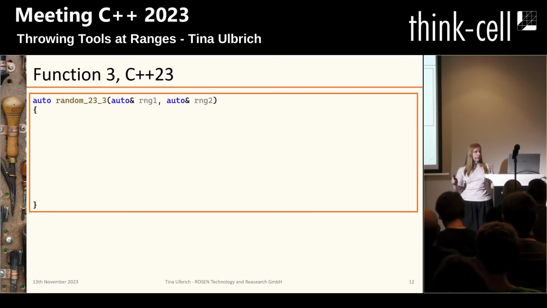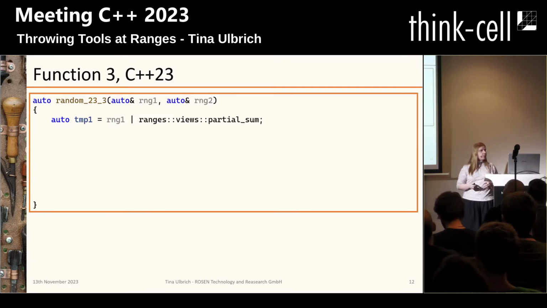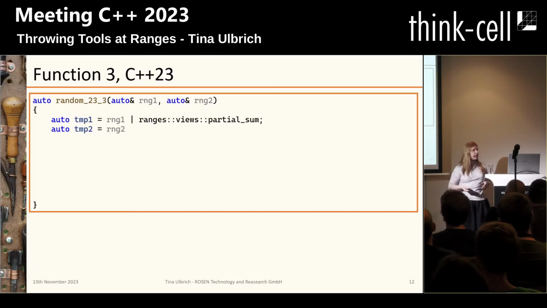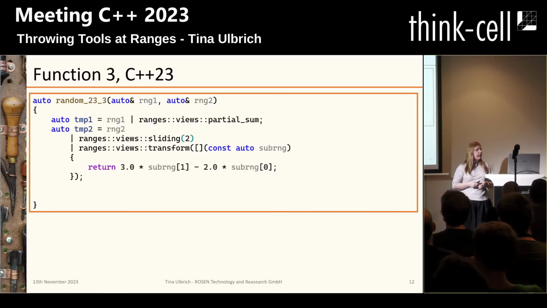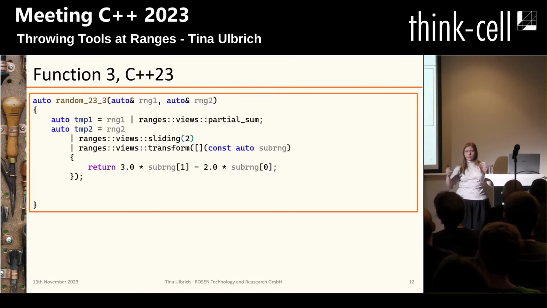And the third function, we're almost done. The third function just creates two temporaries here. I use partial sum because I like it. And for the second temporary, I use the sliding view also because I like it. I think it's very common that you want to use something like that. And then I, again, just do something with the values. I always call transform on my views and then do something with the values.